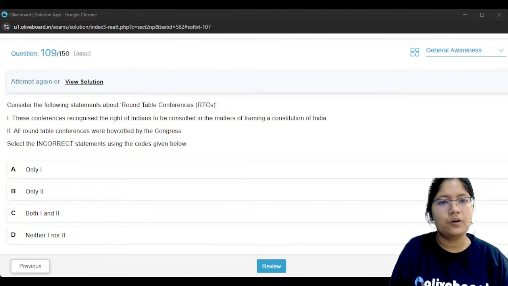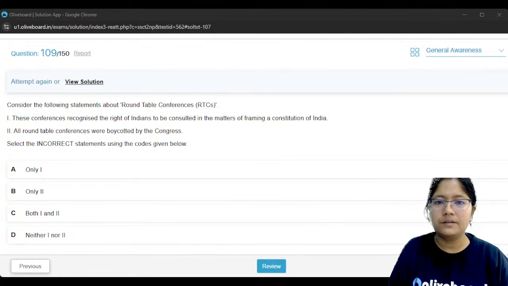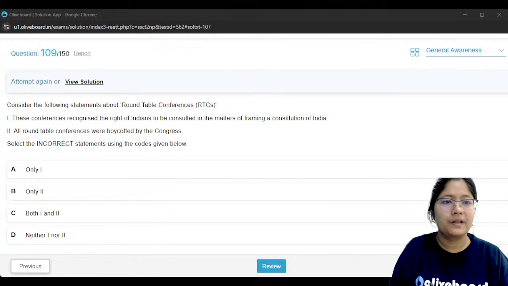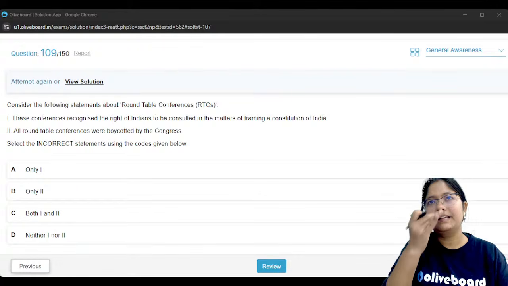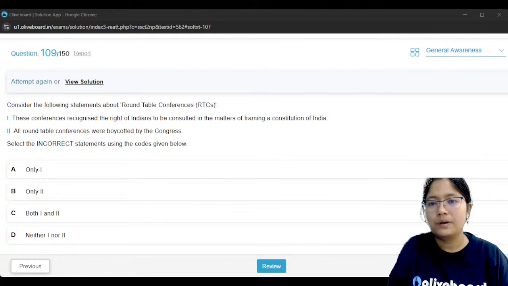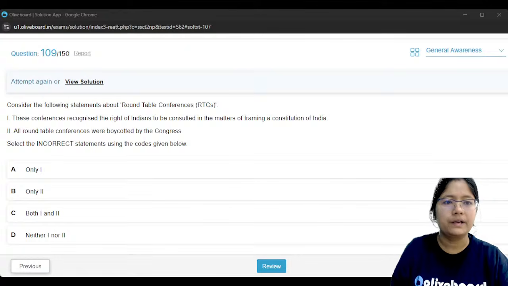These conferences recognize the right of Indians to be consulted in matters of framing of the constitution. Was it done? Did they recognize the right of the Indians? See, the entire thing was happening in 1932. And then if you see, the Government of India Act came up in 1935. And 70% of the constitution is from here, right? So we will not take one for that.